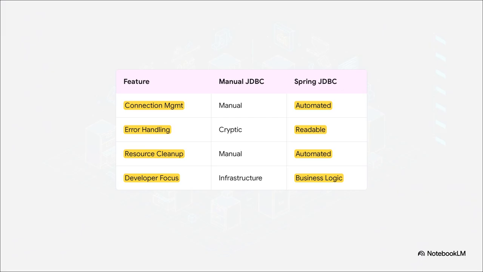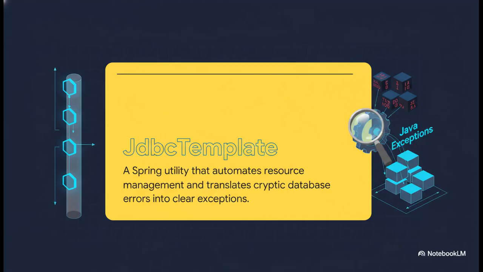Error handling? JDBC gives you these weird database-specific exceptions that are hard to understand. Spring translates them into clean, readable Java exceptions. And resource cleanup, that crucial close call, is manual in JDBC and totally automated in Spring. And look at the last row. That's the real payoff. Your focus shifts from writing plumbing and boilerplate to what you actually care about, your business logic. The thing that makes all this happen is the JdbcTemplate.